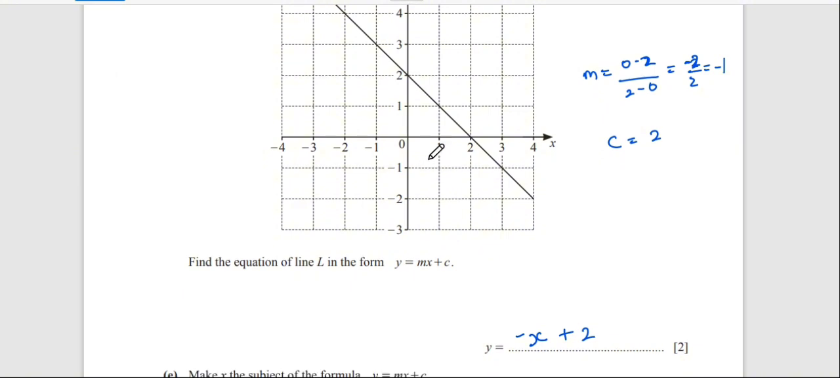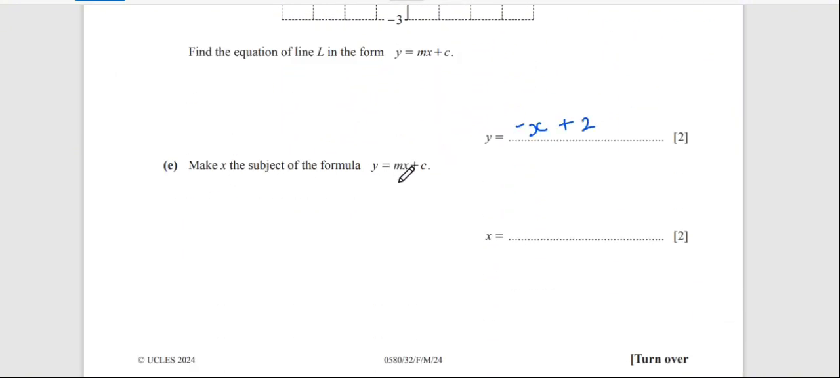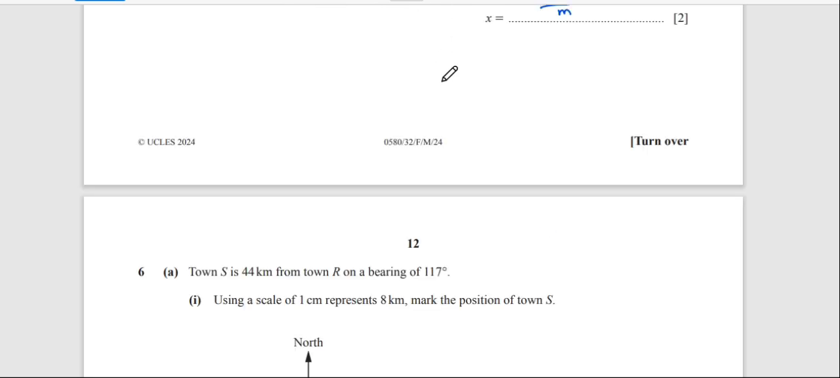Let's make x the subject of the formula. Okay, so all we need to do is y minus c equals to mx. So divide both sides by m, right here m will go. So that will give us y minus c all over m. Okay, so we move to the next one.